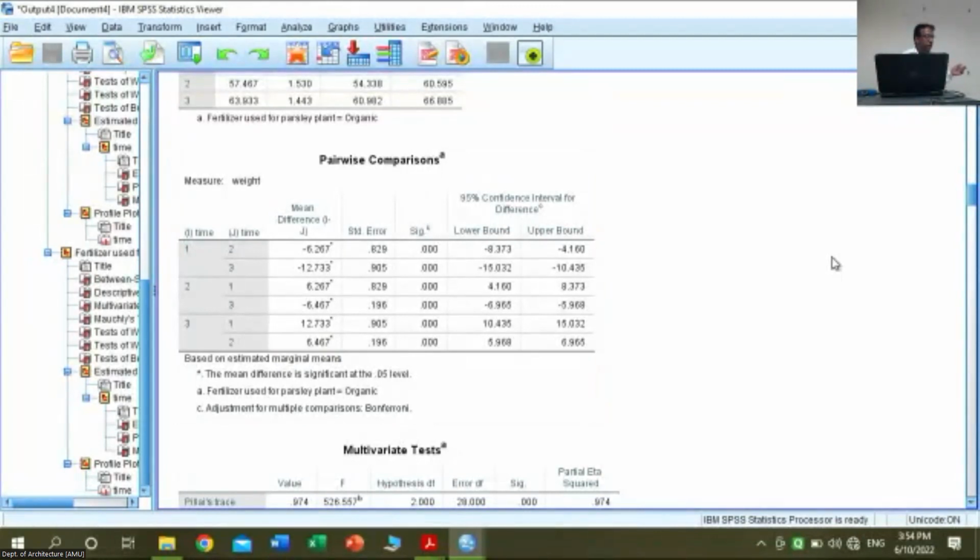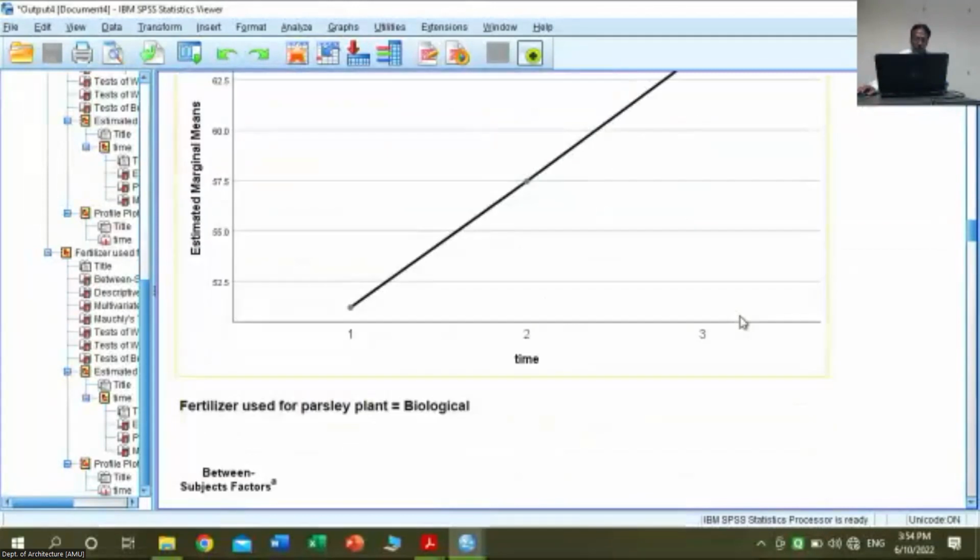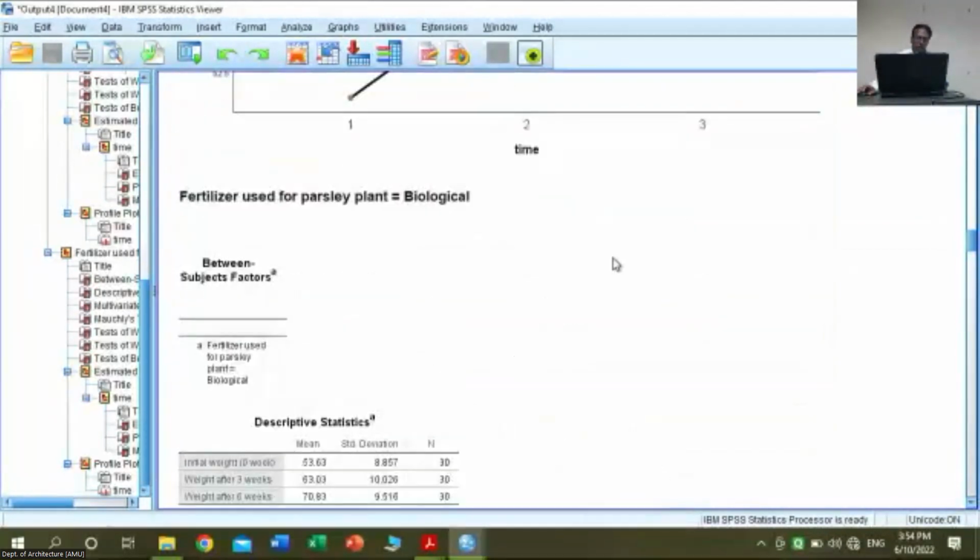Similarly, the second week compared with the first week is already done in the first row. When we compare the second week with the third week, the p value is also 0.000. That means the mean weight of plants in the second week differs significantly from the mean weight in the sixth week. In this way we can compare. Now see here. Similarly, the same output is displayed for the biological fertilizer and for the chemical fertilizer, and the interpretation will be very much the same. Okay. Any question?